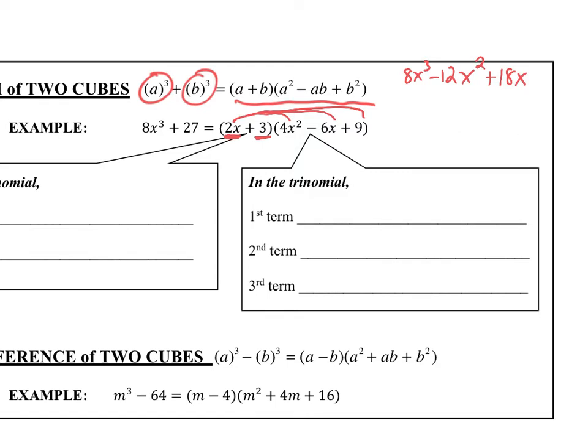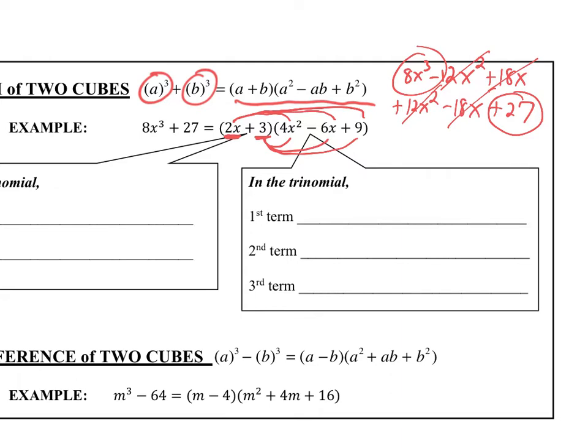Now we've got to do 3 times everything. So we've got 3 times 4x squared is positive 12x squared. 3 times negative 6x is negative 18x. And 3 times 9 is 27. And then if we combine like terms, you can see the negative 12x squared and positive 12x squared cancel out. And we have 18x and negative 18x. We're left with the original thing we were talking about, which is 8x cubed plus 27.